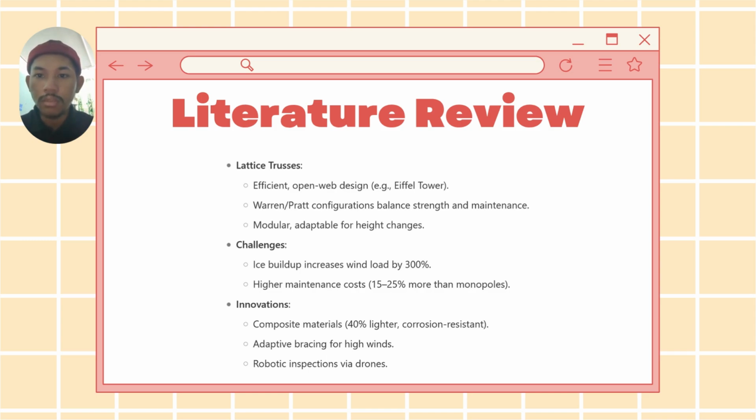Communication towers rely on efficient designs to balance strength and functionality. Lattice trusses like those in the Eiffel Tower are a standout example. Their open web, triangulated structure distributes loads effectively while minimizing material use. Engineers often choose between Warren or Pratt configurations. Warren trusses excel in strength for tall towers, while Pratt trusses simplify maintenance. However, lattice trusses face challenges.